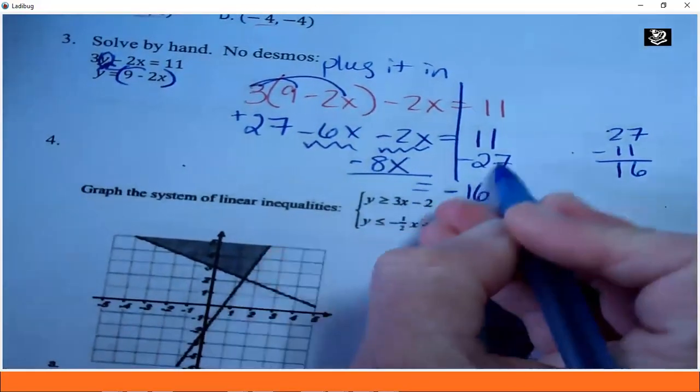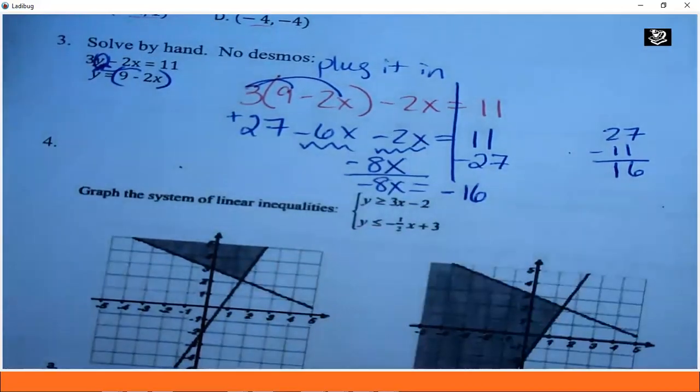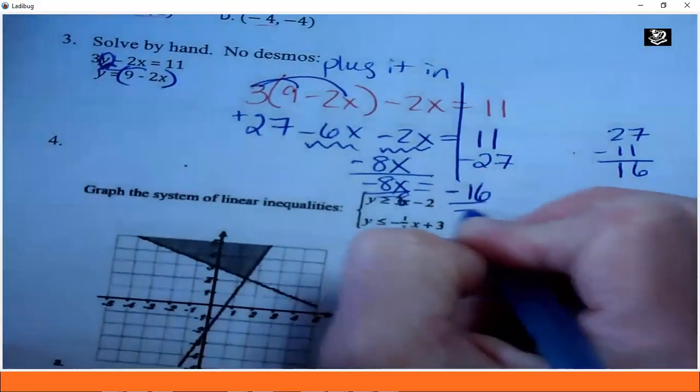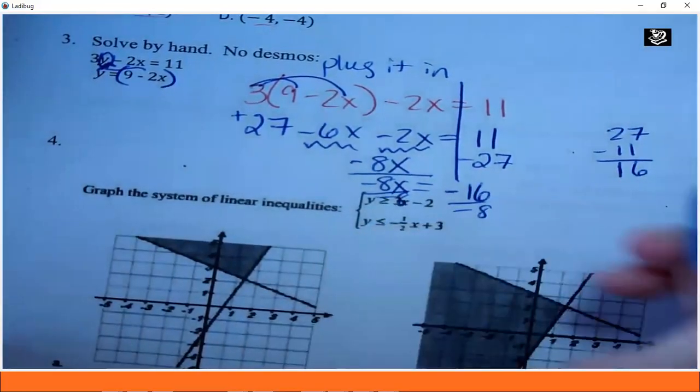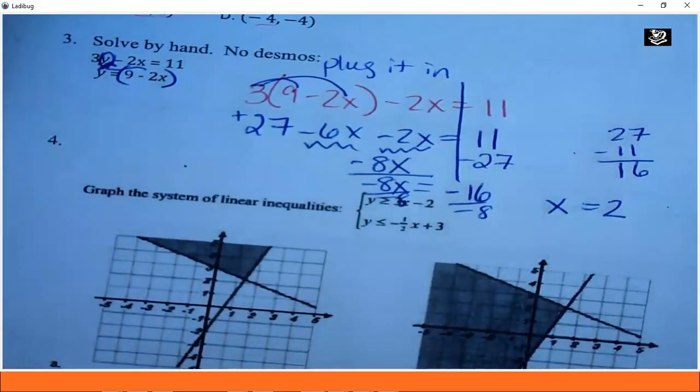Paulo, should it be a positive 16 or a negative 16? Negative, because 27 was bigger, and I have negative 8x on that side. Cameron, what do you do next? And Cameron, what is a negative divided by negative? Positive. So you get x equals 2. That's the same thing we got on 1. So we got x equals 2. Will, am I done?